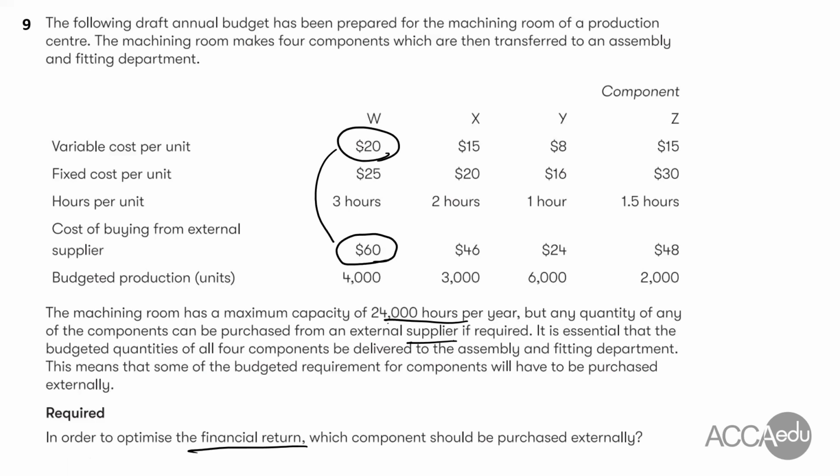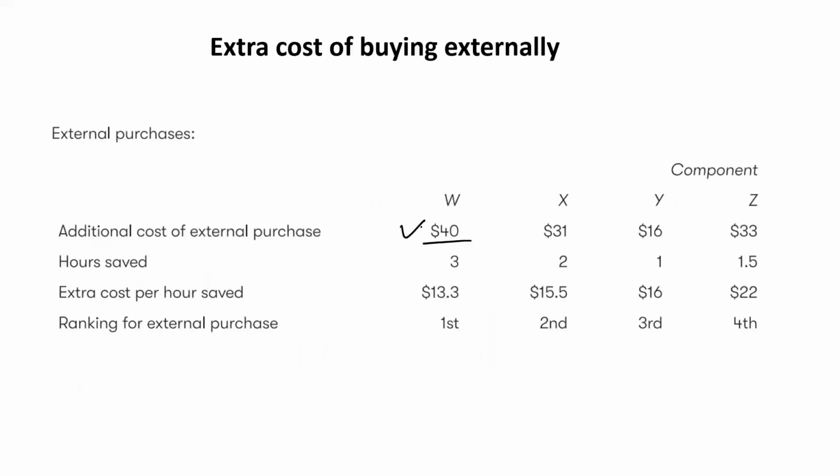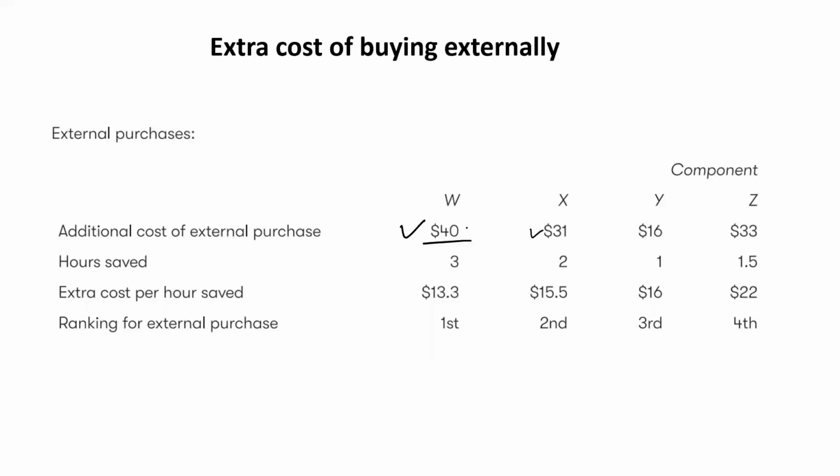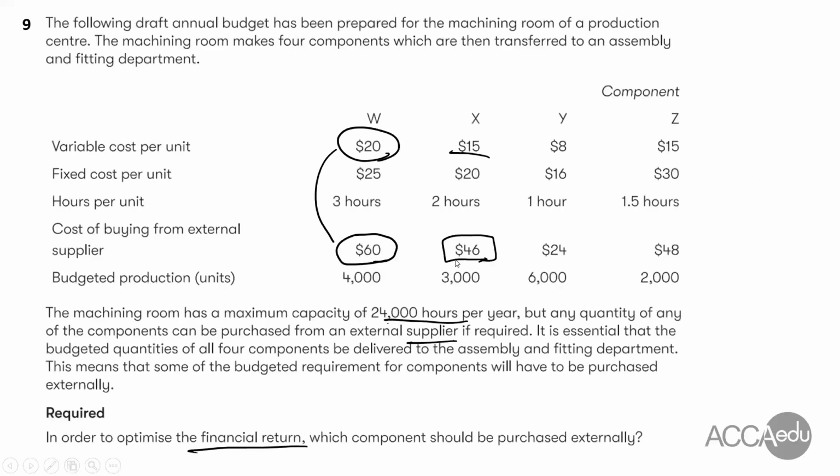60 less 20, which gives us 40 extra cost of purchase, and 31 comes from 46 less 15, and the same logic applies. These are the extra costs for every component. Hours saved, that means how many hours would it take if we produce it in-house? So 3, 2, 1, 1.5.